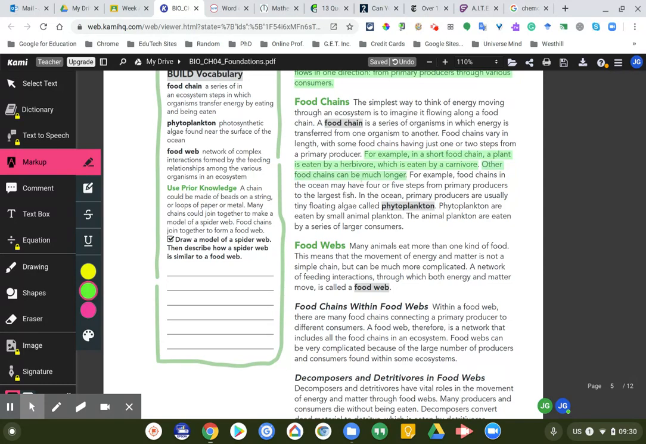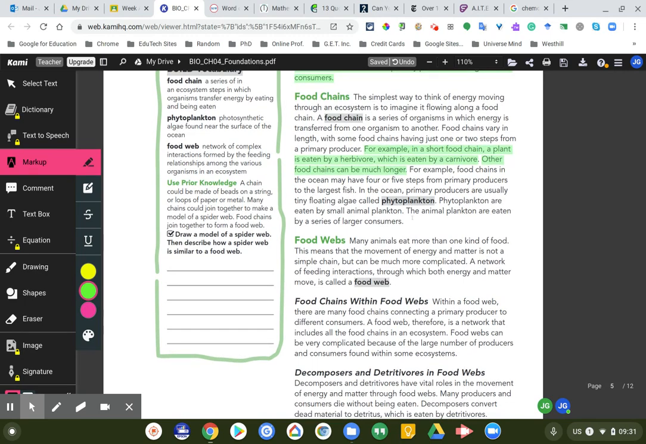Okay. For example, food chains in the ocean may have four or five steps from primary producers to the largest fish. In the ocean, primary producers are usually tiny floating algae called phytoplankton. Phytoplankton are eaten by small animal plankton. The animal plankton are eaten by a series of larger consumers.